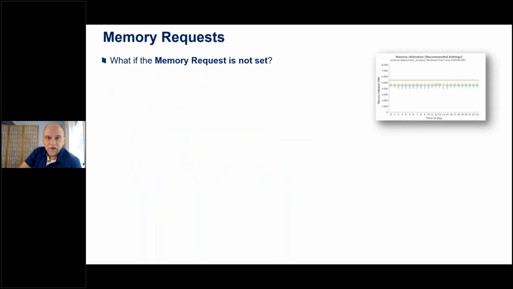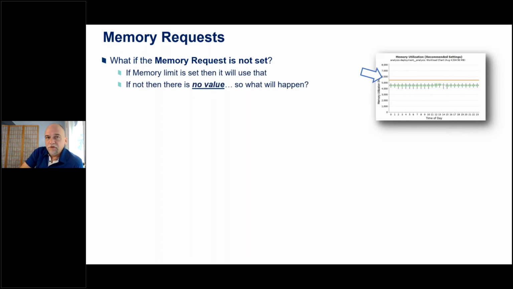Memory requests. These ones are a little more nasty. So here's an example of a memory curve. The request and the limit are both set to about 5,500 megabytes, 5.5 gigabytes, it looks like. So they're set to the same value, which in this case might make sense because it's a pretty flat workload. If you don't set the request, it'll use the limit. If you don't set either, then it has no idea how much memory you're going to use.